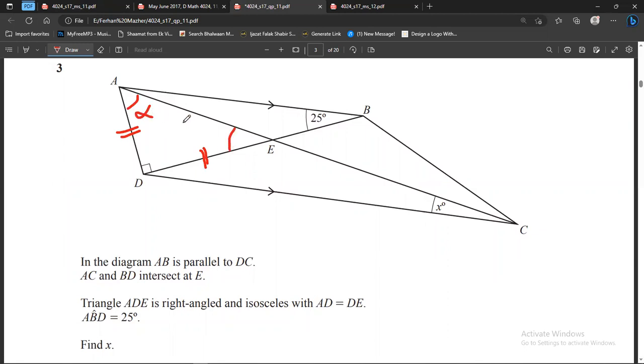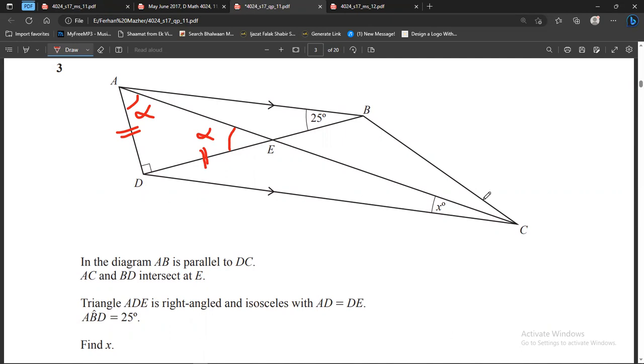So let me call this alpha. And then he says the angle ABD, this angle is 45. Their first question is, what is the value of x? They want me to find out the value of x.